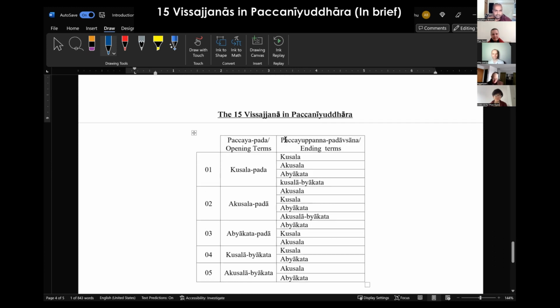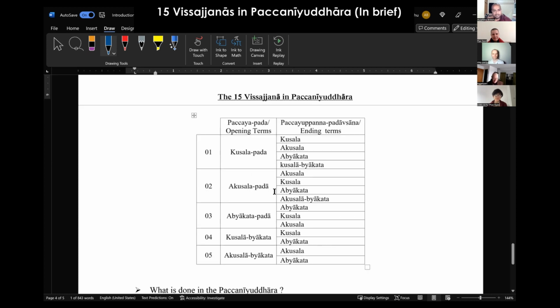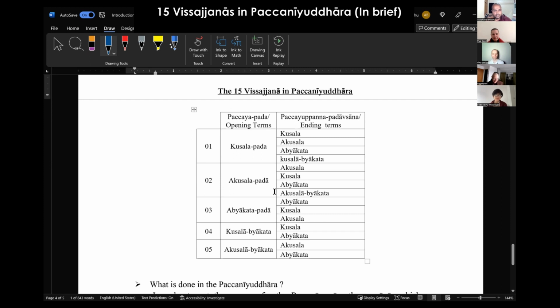So there are 15 Vissajjanās in total. We are looking at 15 Vissajjanās in the Paccanīyuddhāra, right? So this is the analysis of the Paccanīyuddhāra, how the terms are coming. In this column, it says the Paccaya Pada, which means it says the Paccaya or Pada, right?